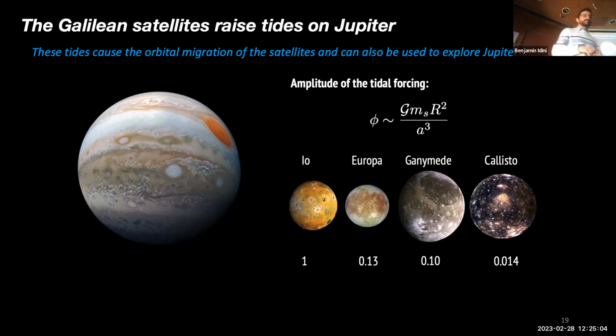So in those circumstances, Io is actually 1 order of magnitude larger than all the other moons. So to a first order, we can think about the tides as tides raised by Io.